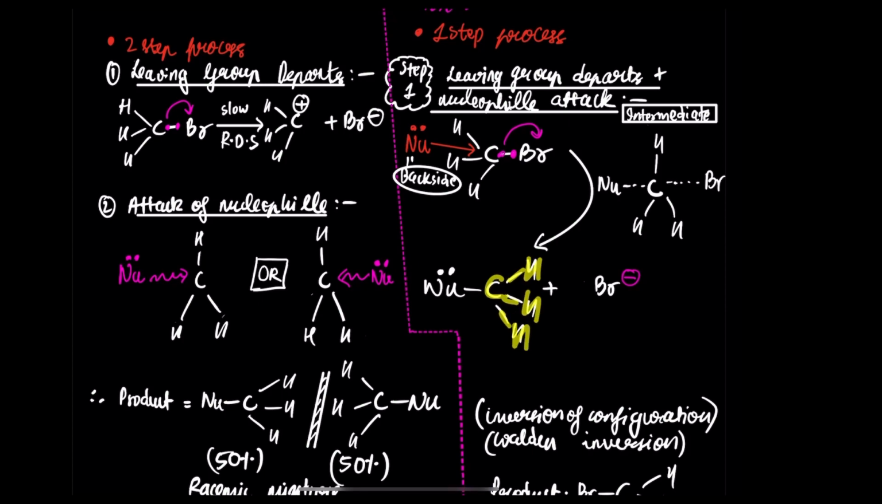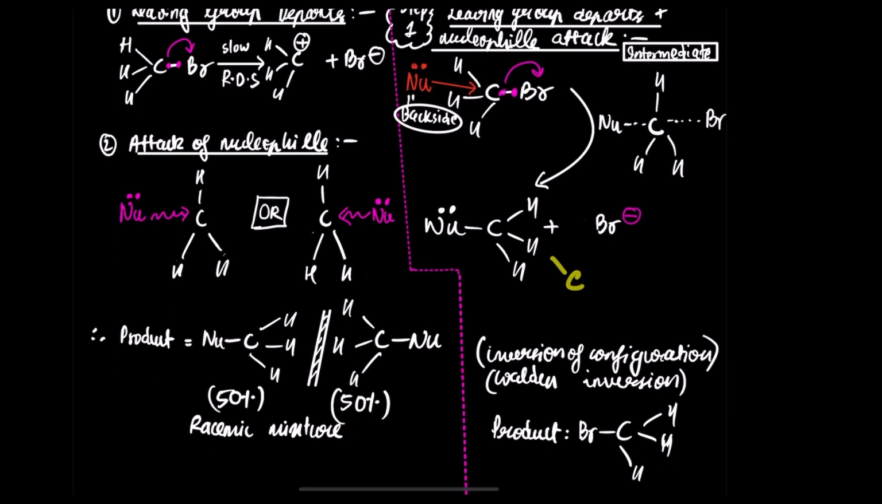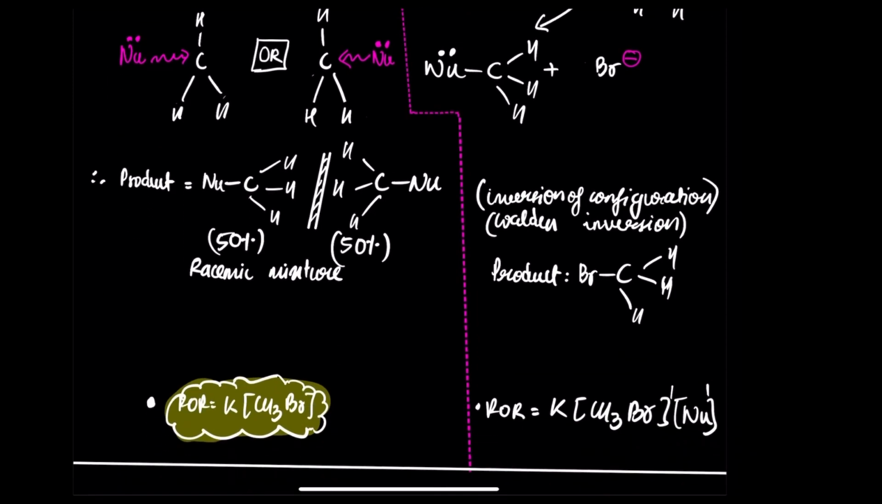What I mean by inversion of configuration is, first we had something like this, and then we had a bromine attached to this side. But now after the reaction, all the hydrogens attached to the carbon have become reversed. So this is the initial state. Now this has become the final state. Hence this is called the inversion of configuration. This is also known as Walden inversion. So therefore we will have this product like this.